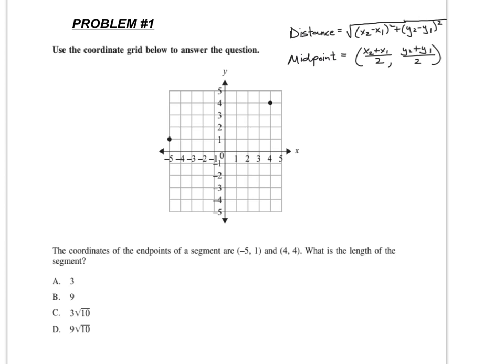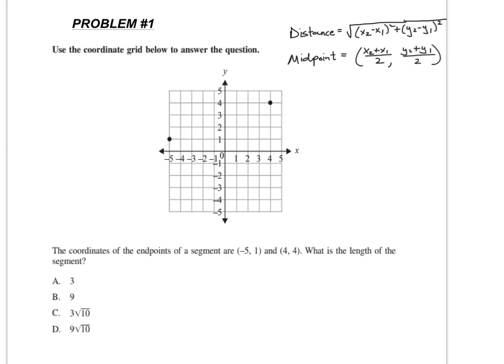Okay, we want the coordinates of the endpoints of a segment are negative 5, 1 and 4, 4. What is the length of this segment connecting these two dots right here? The length of this segment. So if you could calculate that for me, please. And teachers, if you would, hit pause and give your students an opportunity to calculate this segment. We will talk about the answer here in a few minutes.